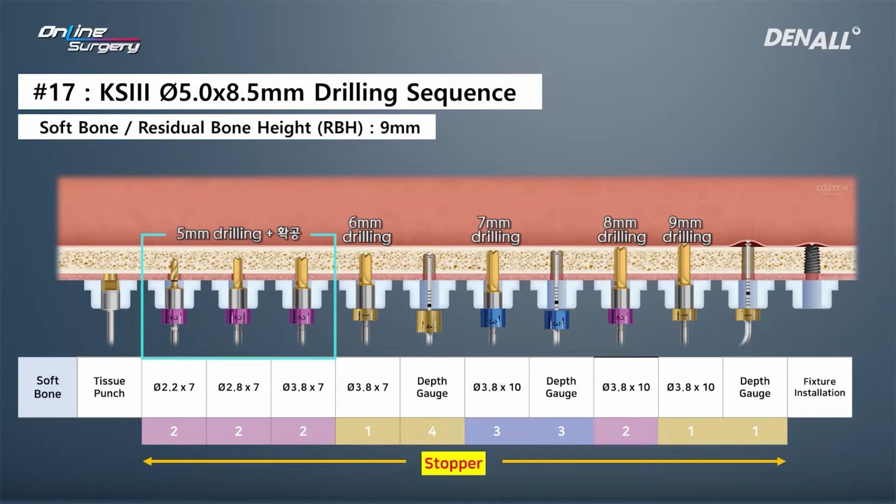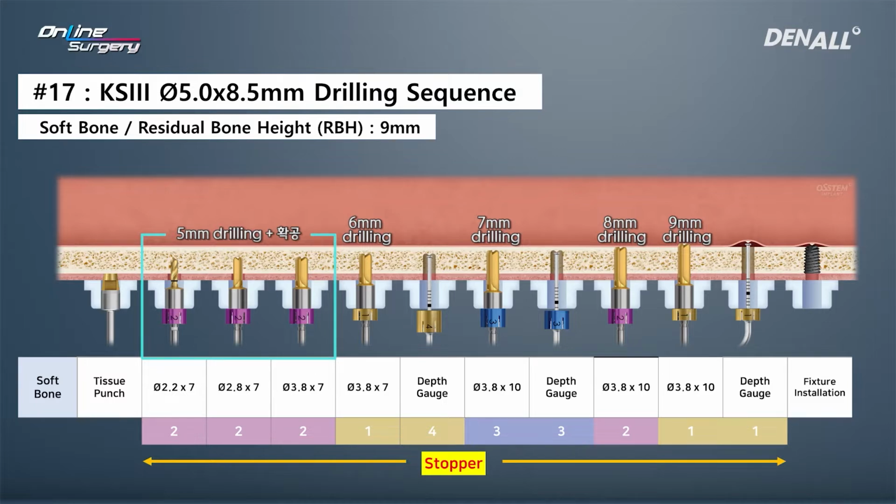That's how it's done. After that, a 3.8 by 10 millimeter drill and 3 millimeter stopper were used. In other words, 7 millimeter drilling was done. Then a 3.8 by 10 millimeter drill with 2 millimeter stopper, so drilling was done up until 8 millimeter.